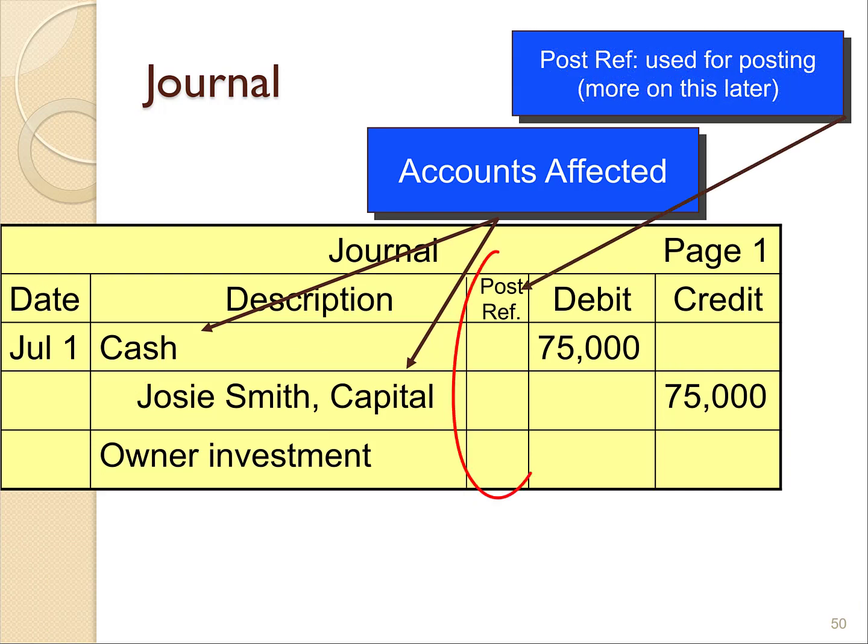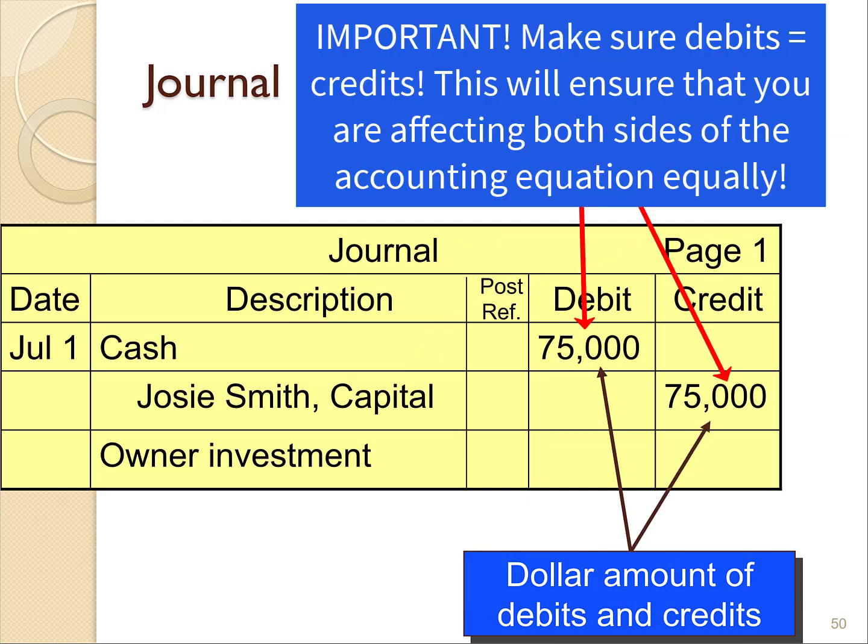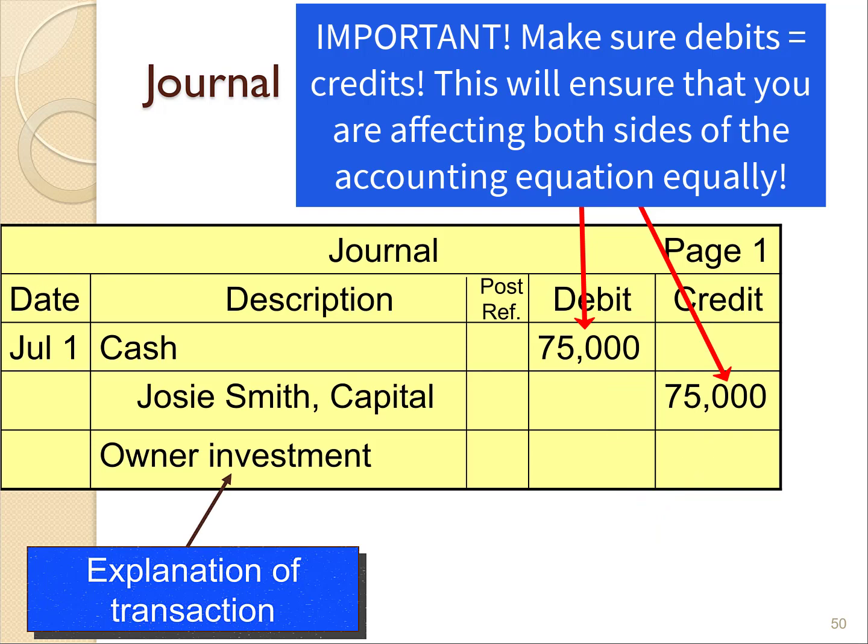Now this next column, posting reference, also called post ref, we will learn to use later. So for now, we're just going to ignore this column. And always make sure you have a debit and a credit and that they balance, that they match. And then we have some sort of explanation of the transaction. In this case, the owner's making an investment, so she probably put a check into her checking account. So in the explanation in the real world, you'd probably have the check number.